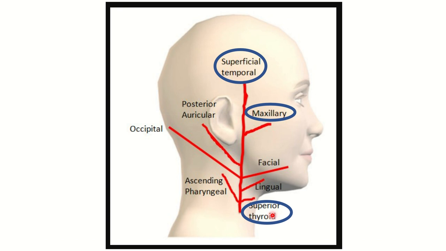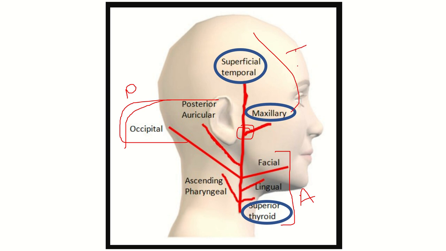The occipital and posterior auricular lie posteriorly, so they are posterior branches. The facial, lingual, and superior thyroid lie anteriorly, so they are anterior branches. The superficial temporal and maxillary are the terminal branches of the external carotid artery. And the ascending pharyngeal artery: we know that the pharynx lies on the medial side, in the midline, so this artery goes to the medial side. So the ascending pharyngeal artery is the medial branch of the external carotid artery.